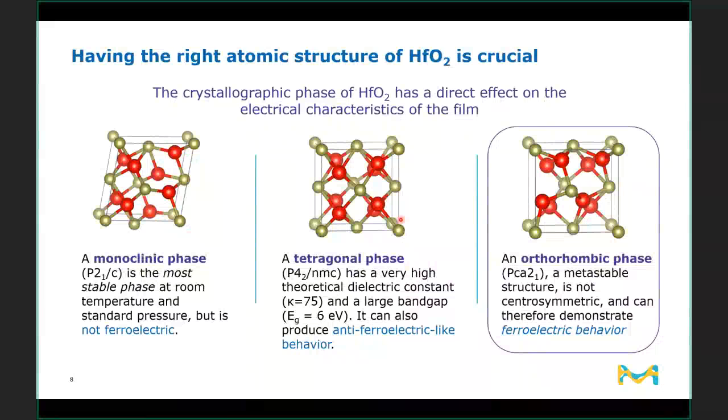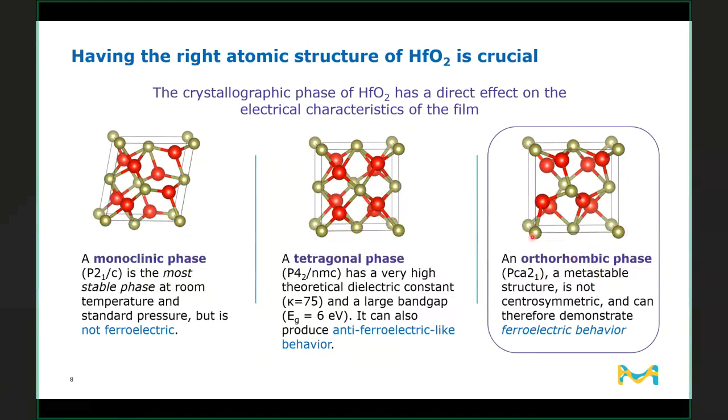There is another phase that was heavily investigated. It's one that's often seen in thin film zirconium oxide, and that's a tetragonal phase. It has a very high theoretical dielectric constant, a big band gap, and it can also produce anti-ferroelectric-like behavior. So that looks similar to our ferroelectric plot that we plotted before, except that the hysteresis loop would be pinched in the middle, meaning that you don't have that remnant polarization that remains in the material after you take the voltage away.